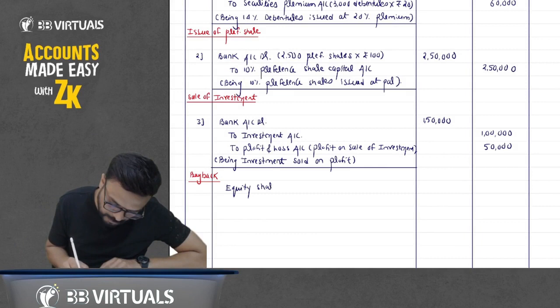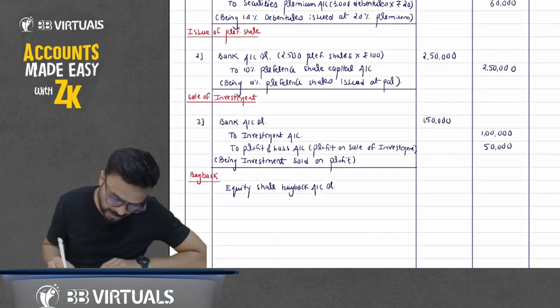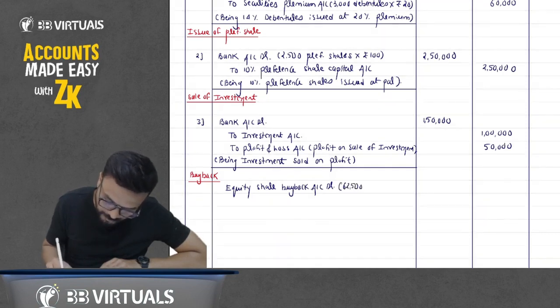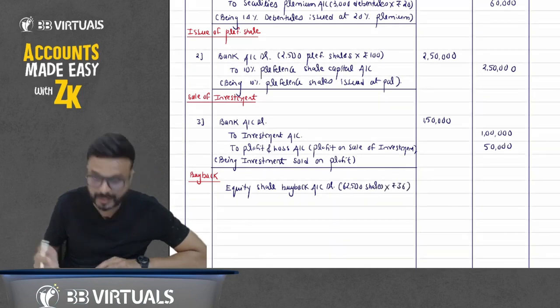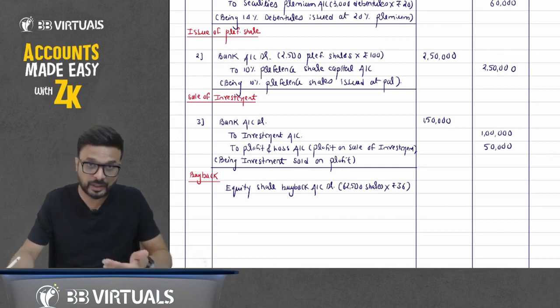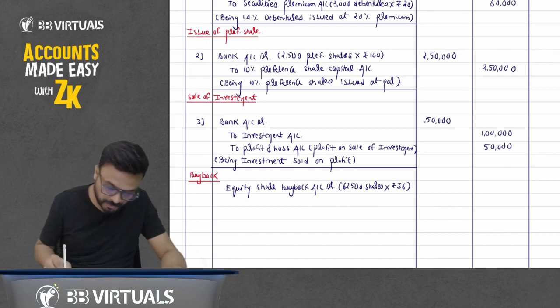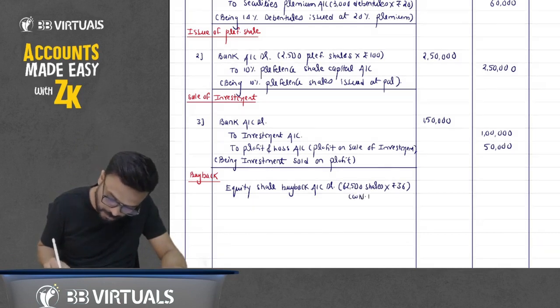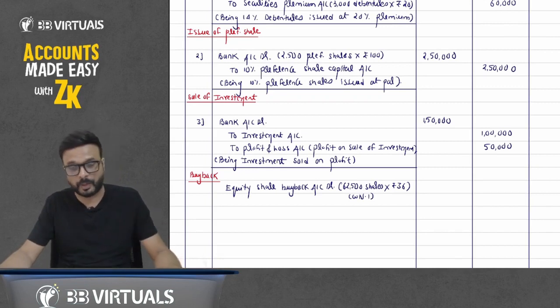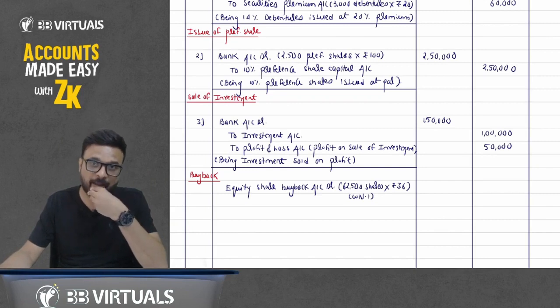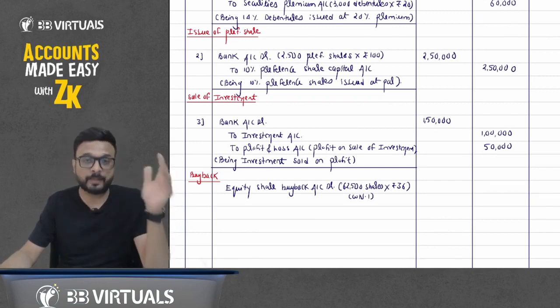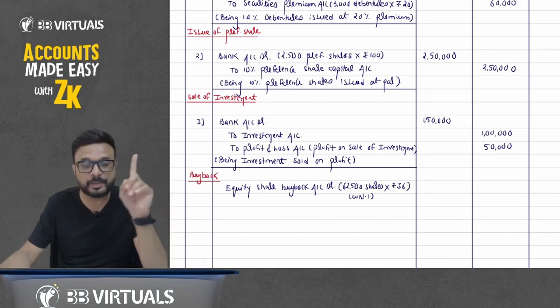Equity share buyback account debit, 62,500 shares multiplied by rupees 36. Why 36? Because we are purchasing these shares at rupees 36. How will we make the working note? You can write down in bracket working note number 1. We'll make a working note on it. Don't worry. So 62,500 shares we are purchasing for buyback at what price? 36. The market price is 30 and we are giving them 20% more than the market price. So we are purchasing at rupees 36.